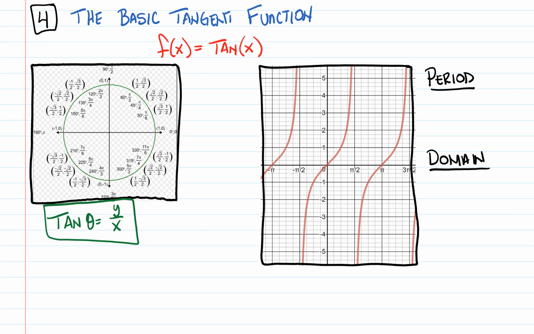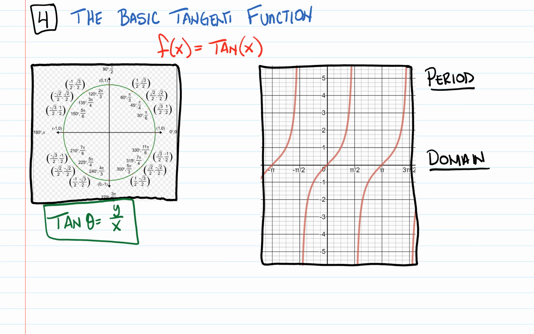Okay, here's box number 4. It's a big box, so let's make sure we understand what's going on here. On the left-hand side, I have the unit circle again. On the right-hand side, I have the picture of the tangent function, f of x equals tangent of x. Some people told me it looks like bacon strips. If that's what you see, then that's what you see. But it's a funky looking graph.